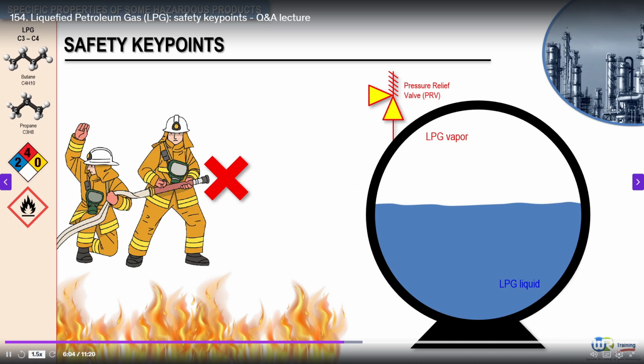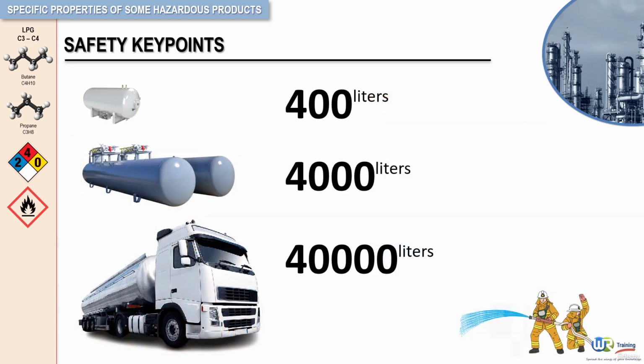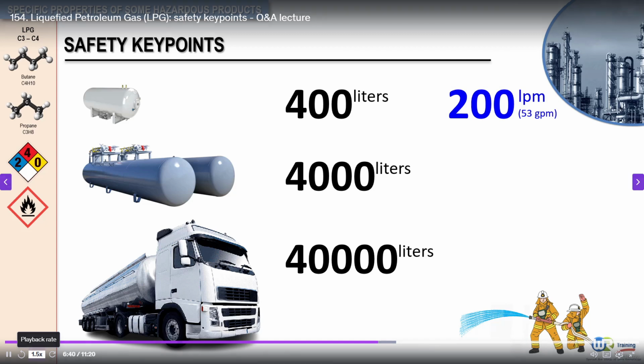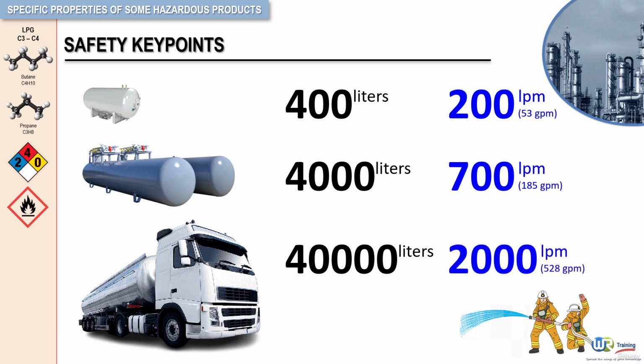A truck carrying 4,500 liters of water will only provide enough water to keep the tank cool for about 2 to a maximum of 20 minutes, depending on the flow of water needed and the size of the tank. Now, water spray can be effective in keeping a tank cool if the water is applied immediately. However, it requires high volumes of water. For a small 400-liter tank, you need 200 liters a minute. The 4,000-liter tank requires 700 liters per minute, and a tanker truck demands 2,000 liters a minute.